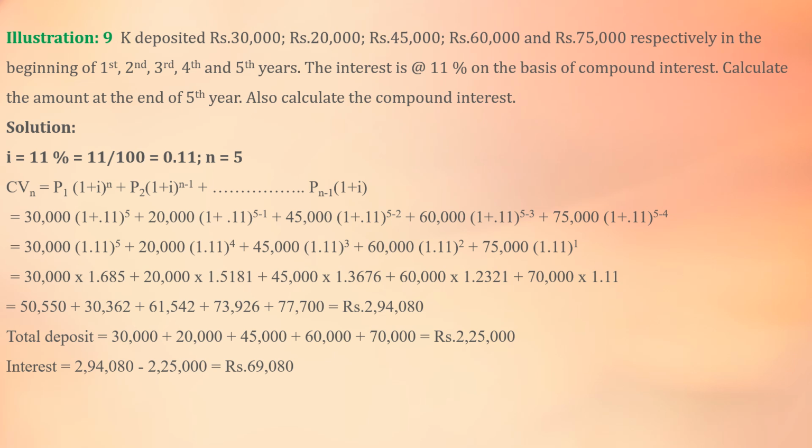Solution. I equals 11% equals 11/100 equals 0.11, n equals 5. CVN equals 50,550 plus 30,362 plus 61,542 plus 73,926 plus 77,700 equals 2 rupees, 94,080. Total deposit equals 30,000 plus 20,000 plus 45,000 plus 60,000 plus 70,000 equals 2 rupees, 25,000. Interest equals 2,94,082 minus 2,25,000 equals 69,080 rupees.